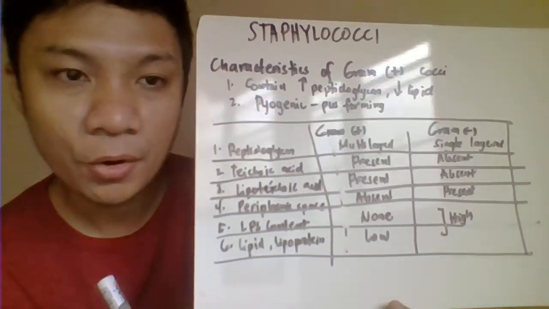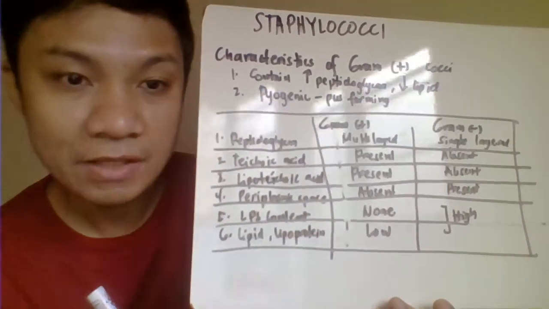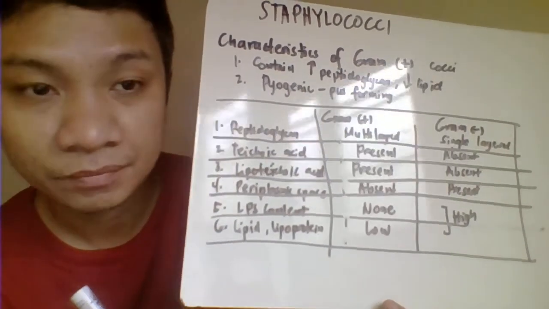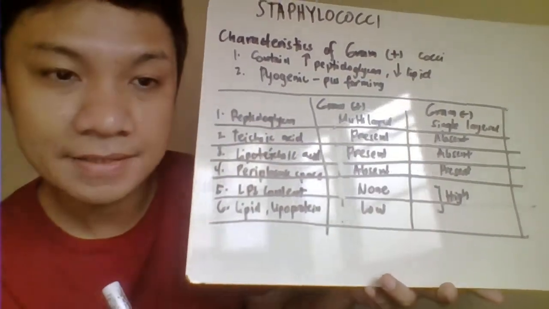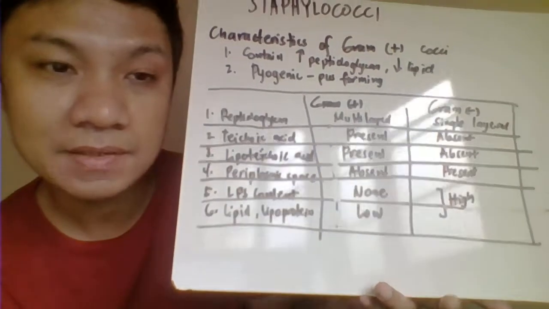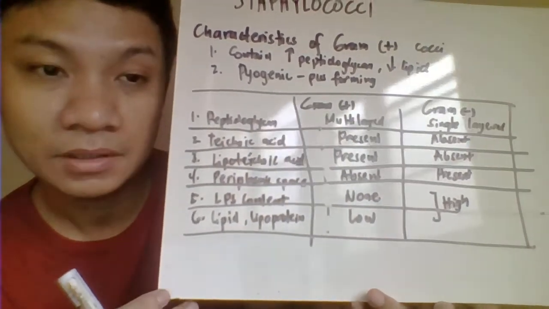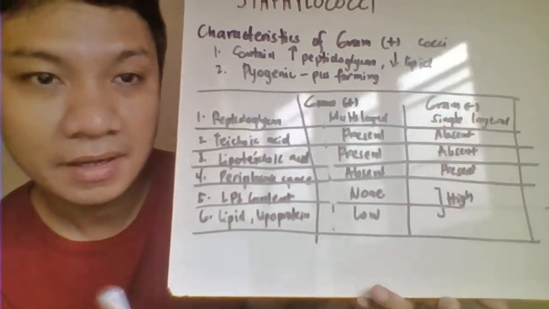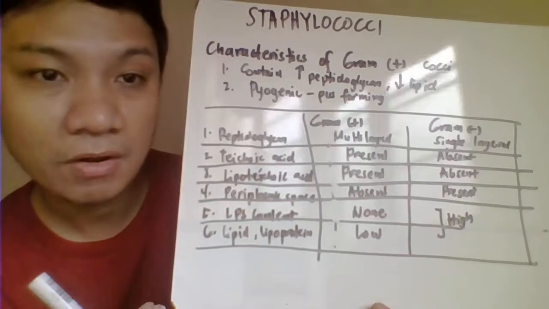Okay, so we now go to the individual bacteria with our discussion. We're going to discuss first all about the organisms or bacteria which are gram-positive. So first we have here your Staphylococci.